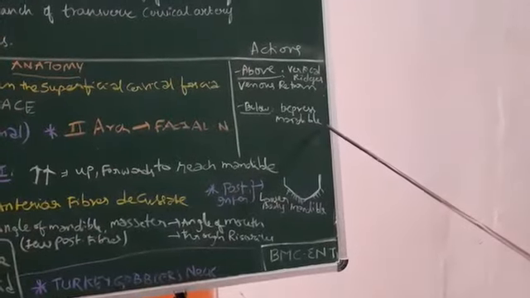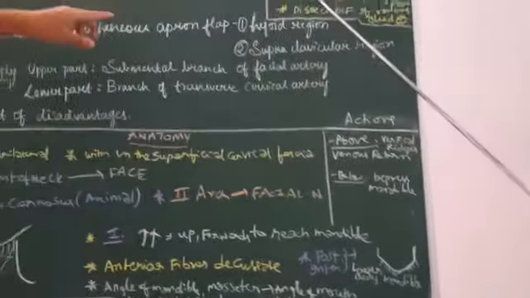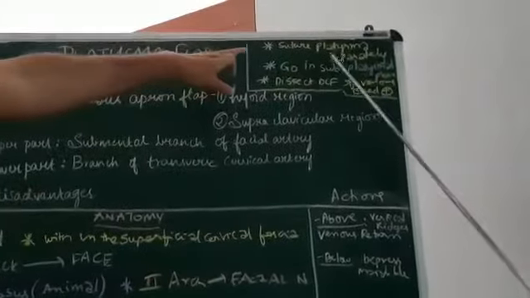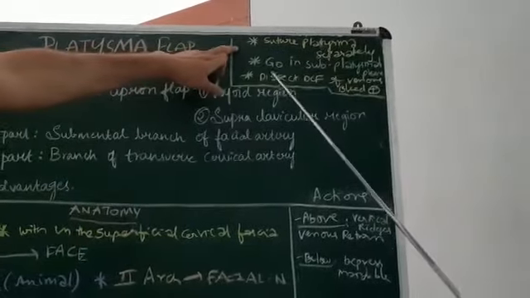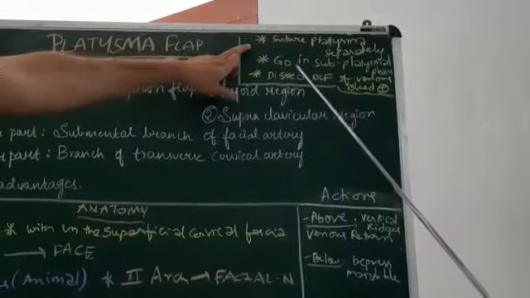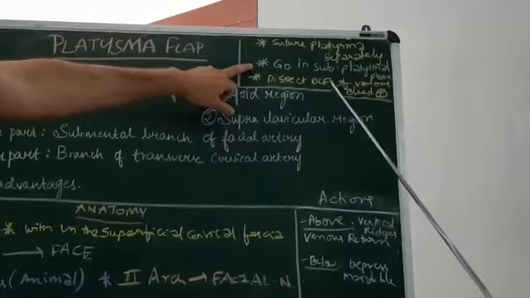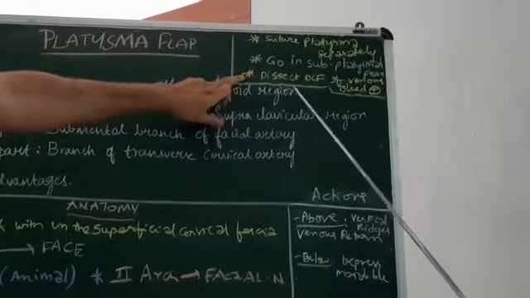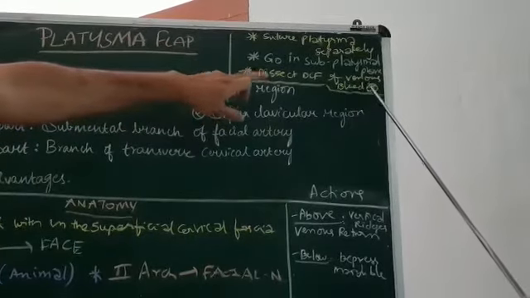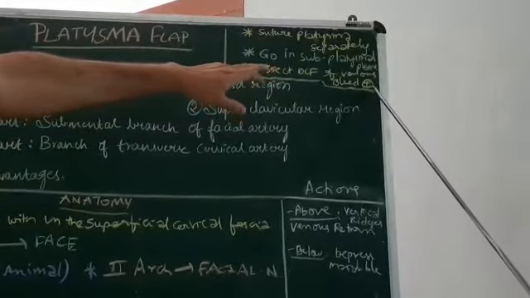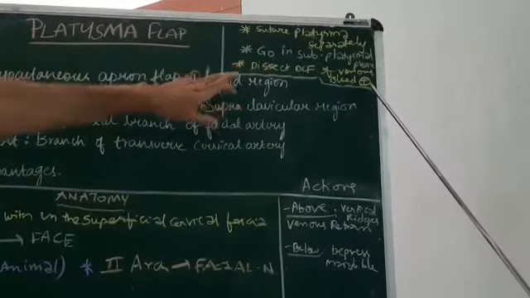And when you take the applied aspects of this, suture the platysma separately so that it does not cause any harm to the underlying structures. Always go in the subplatysmal plane so that we will not damage any structures, and dissect the deep cervical fascia if venous bleeding is present, to retract, so that the bleeding can be prevented. This is one applied aspect.